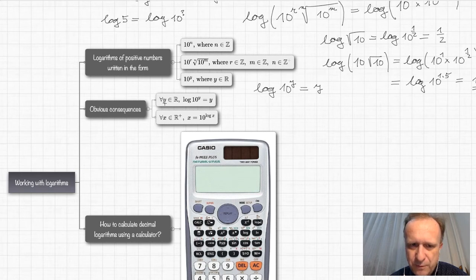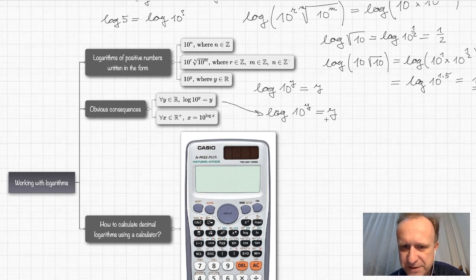So for any real number y, you can say for sure that a logarithm of 10 to the power of y is y. So this is exactly what has been said a second ago. This is just a copy of this. The y number here can be any real number, so 10 to the power of -5, 10 to the power of +100, and so on. But this second thing here is interesting.